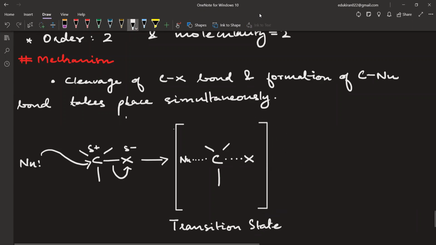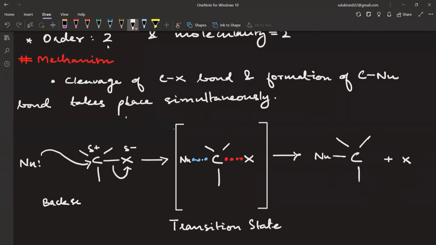Okay, so after this transition state, let me draw one more thing. Let me draw this in blue. So this bond is getting formed and this bond is getting broken. After that, you will see carbon and nucleophile bond, and halogen is here. So you can see that this is a backside attack. Write this down. Let me know when you're done.